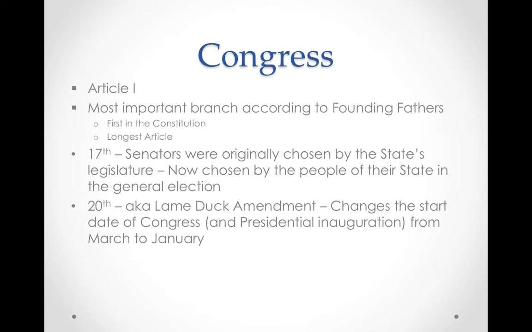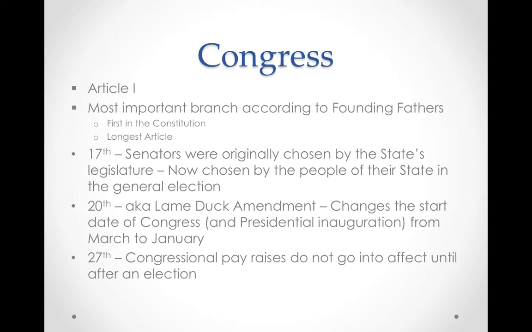The 20th Amendment is also known as the lame duck amendment. We need to be very, very careful with this when you're drawing your pictures, because what it does is it changes the start date of Congress. So the president used to be inaugurated in March. Now we move that back to January. And Congress also starts in January. So we're changing the date of the presidential inauguration and moving it from March back to January.